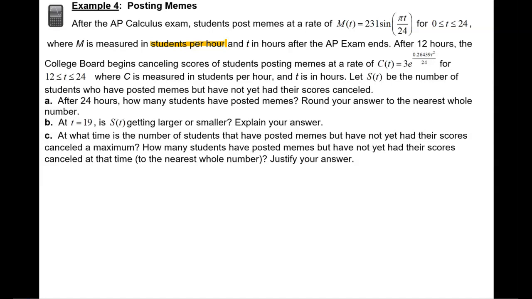After 12 hours, the College Board begins canceling scores of students for posting memes. All that work for nothing. The College Board begins at hour 12, and its function is C of t equals blah, blah, blah. So again, another crazy function. Guess where my crazy function is going? Y2.